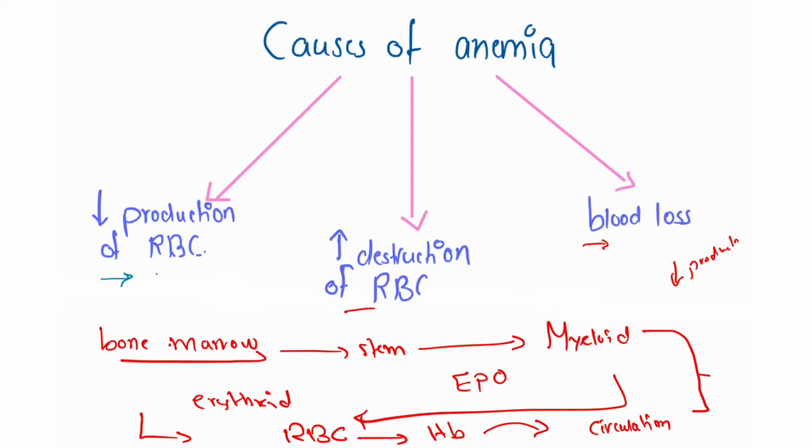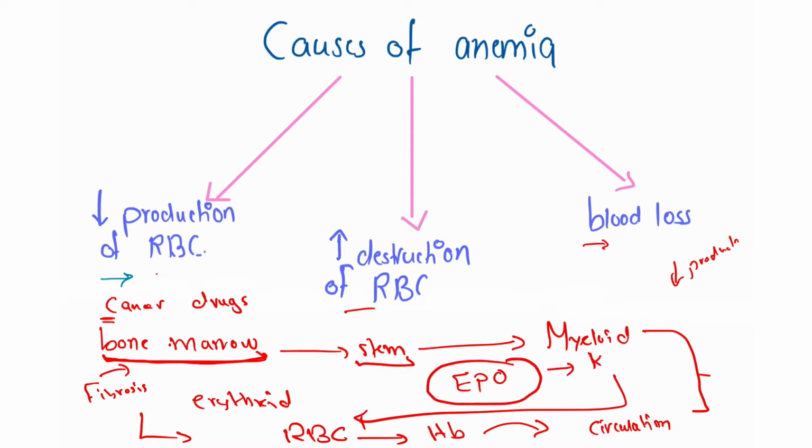مثلا bone marrow failure caused by cancer, metastasis carcinoma, or drugs, or replacement of bone marrow by fibrosis, abnormality in stem cells, reduction in erythropoietin which occurs in kidney failure, abnormality in hemoglobin or reduced hemoglobin production will cause decrease in the synthesis of RBC.